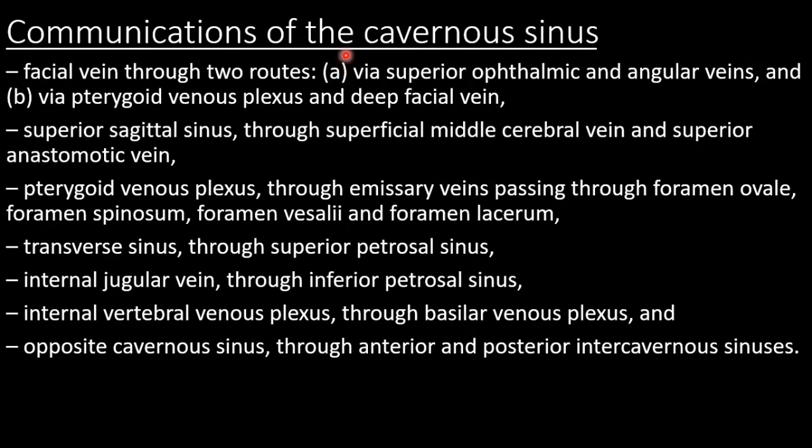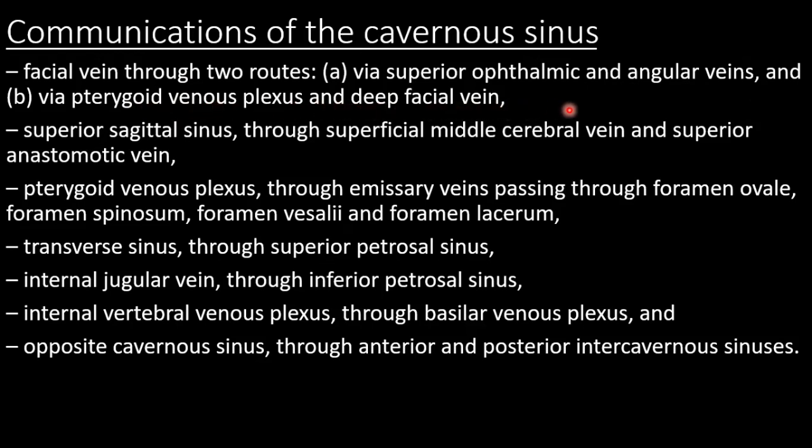Now, the cavernous sinus can communicate with the facial vein via 2 routes: either via the superior ophthalmic and angular veins, or also via the pterygoid venous plexus and the deep facial vein.